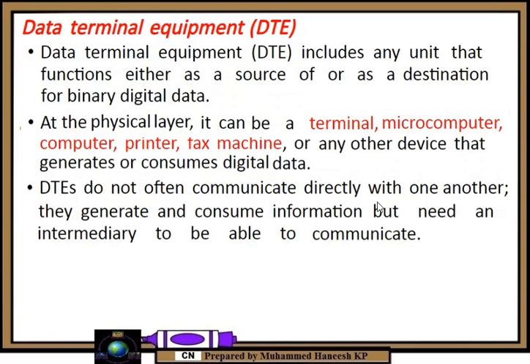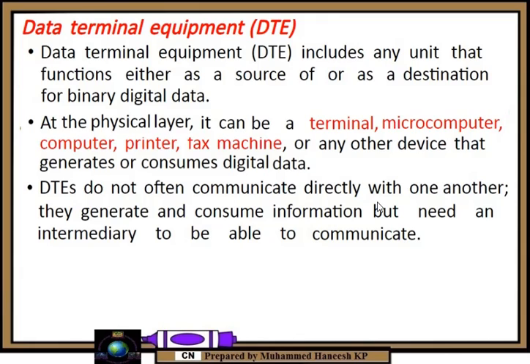First, we have data terminal equipment. It is a terminal residing at the physical layer, or anything that is able to generate or consume digital data, like computers. In other words, it is an assembly that operates either as a source or as a destination for binary digital data. There is no direct mechanism for DTEs to communicate, so communication takes place through some intermediary devices.